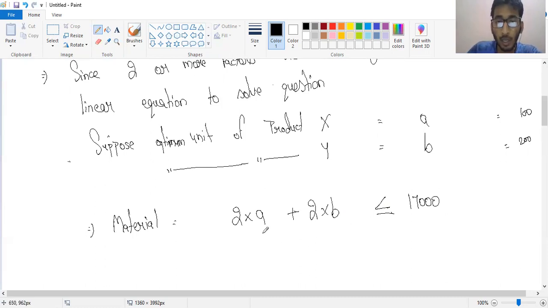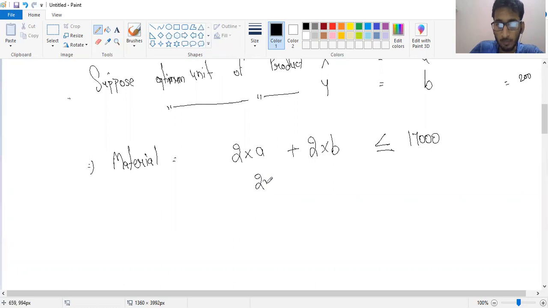If I manufacture A units of product X and B units of product Y, for making A units of product X you require 2 multiplied by A, or 2A material. For manufacturing B units of product Y, you require 2B material. Why 2A material? Because A is the number of units, so 2A is the total material used in making product X. So the first linear equation is 2A plus 2B is less than or equal to 17,000, meaning we can use a maximum of 17,000.